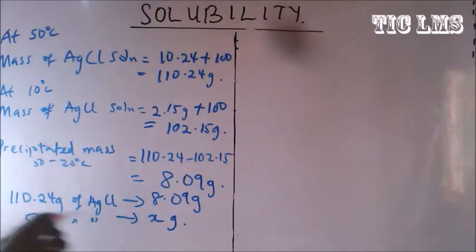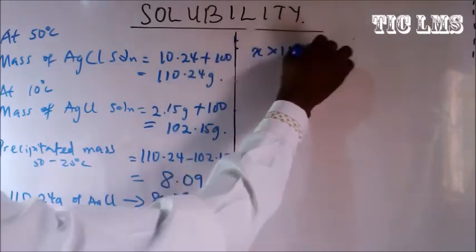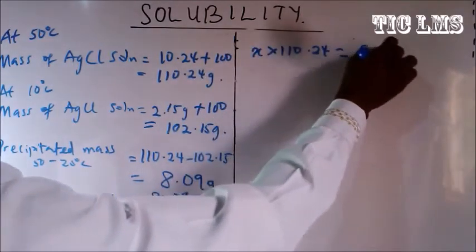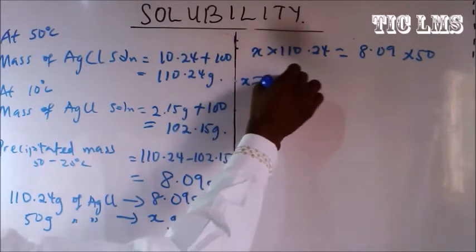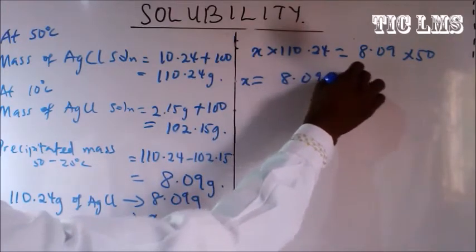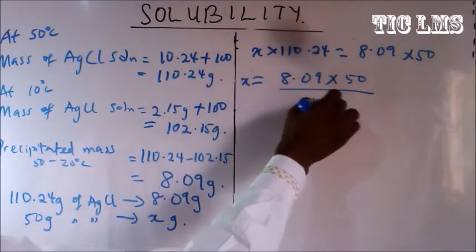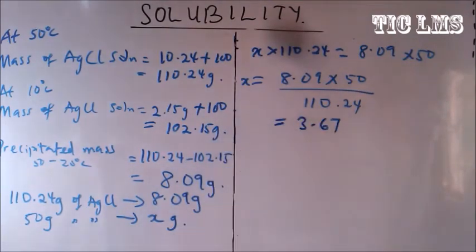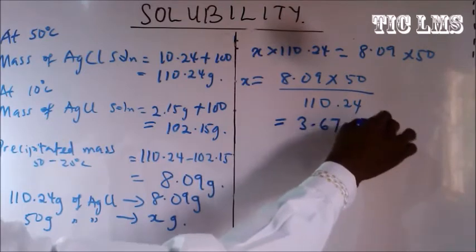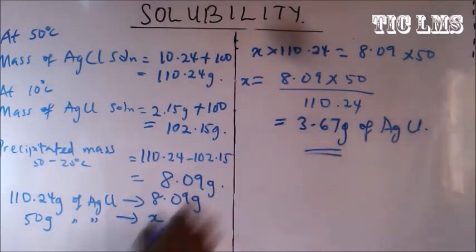So we cross multiply, that is x multiplies 110.24 equals 8.09 times 50. And so x equals 8.09 times 50 divided by 110.24. And that gives 3.67 gram of silver chloride. Hence, that is the answer.